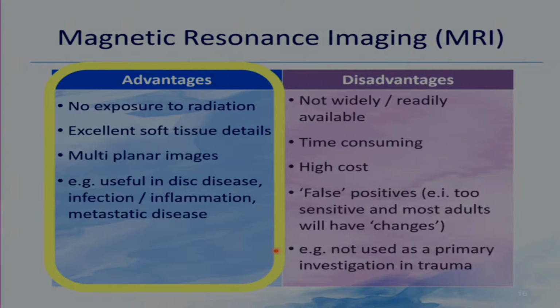So the advantages of MRI are there's no exposure to radiation. It gives excellent soft tissue details, and multiplanar images can be acquired. Therefore, it's very useful in disc disease, infection, inflammation, and metastatic disease.